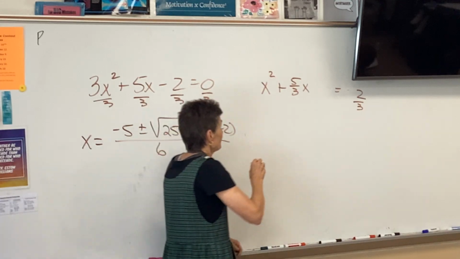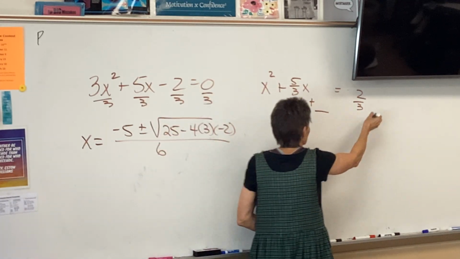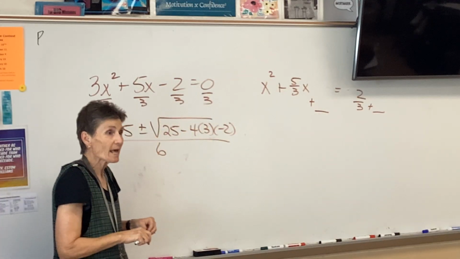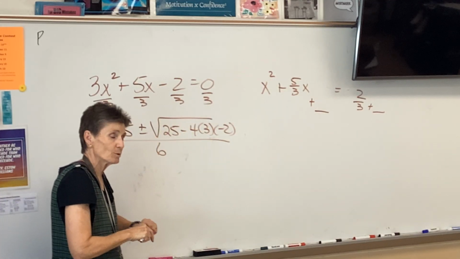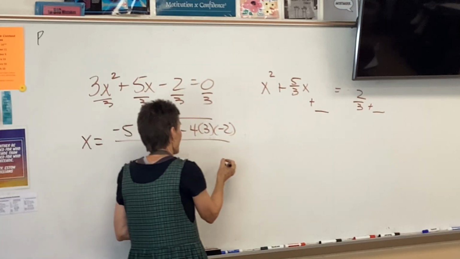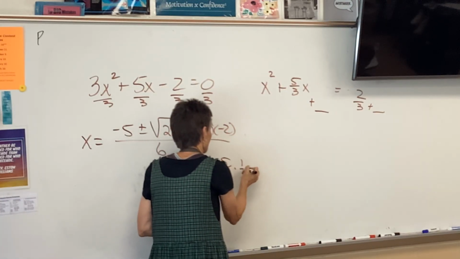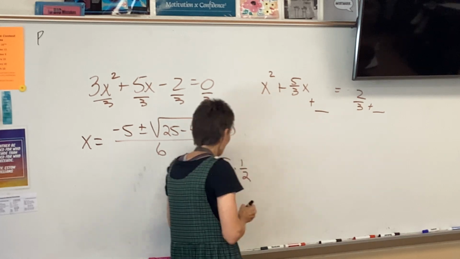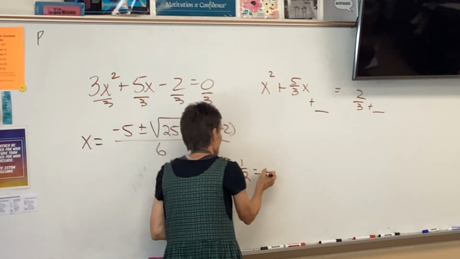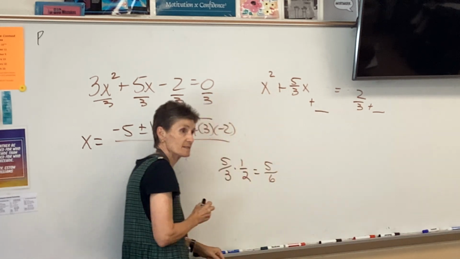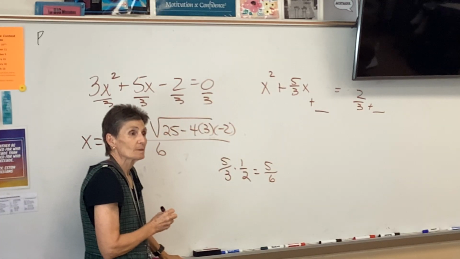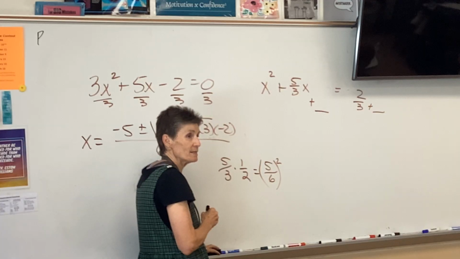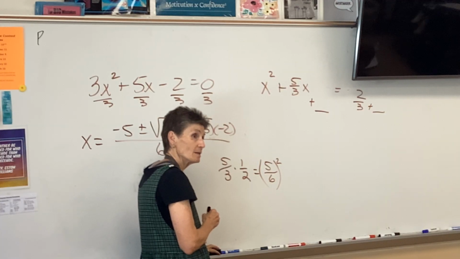And now I have to figure out what to add to both sides. To figure that out is very easy. You don't have to do it in your head. You're going to take half of that. So half of 5/3 is 5/6. And then you have to square it, so that will be 25/36.